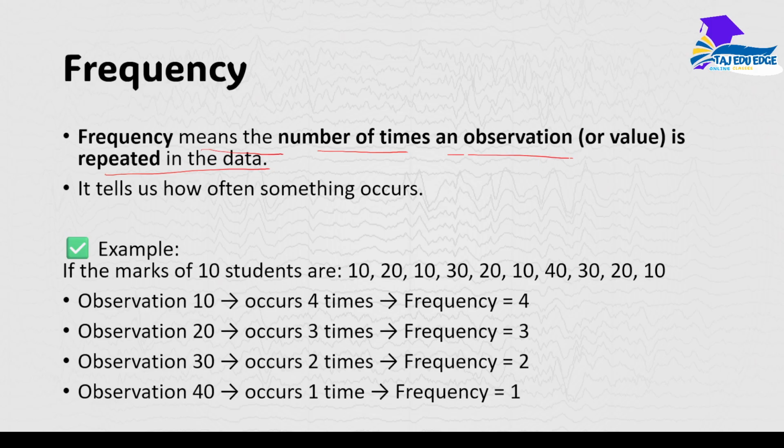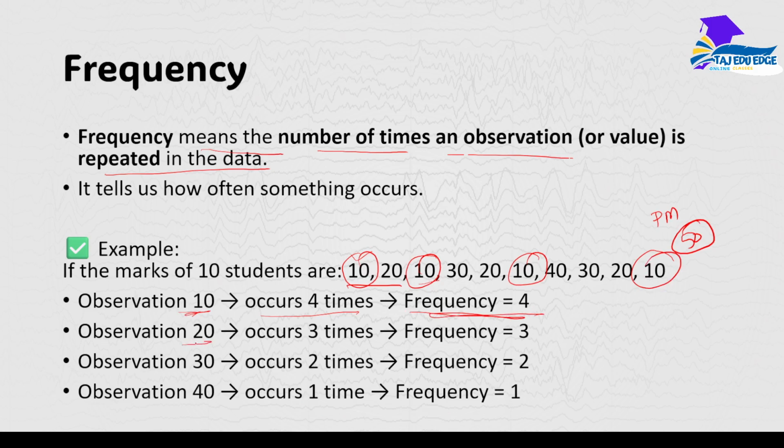Example, if the marks of 10 students are 10, 20, 10, 30, 20, 10, 40, 30, 20 and 10 in the same subject, principles of management, PM, out of 50. Observation 10, the number 10 here, occurs how many times? 4 times: 1, 2, 3, 4. So the frequency here is 4. Observation is the number 10, the frequency is 4.